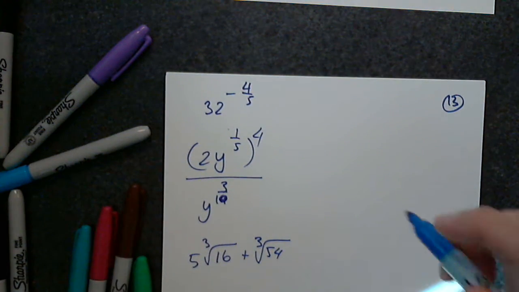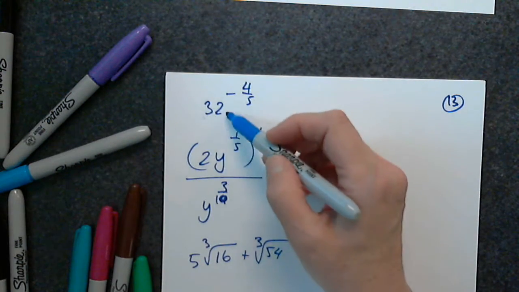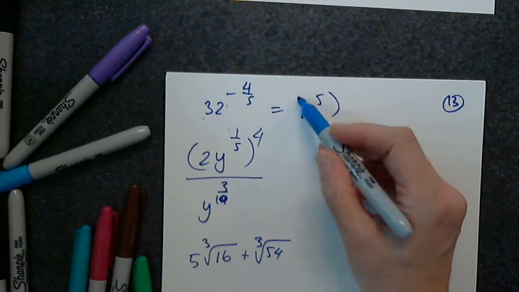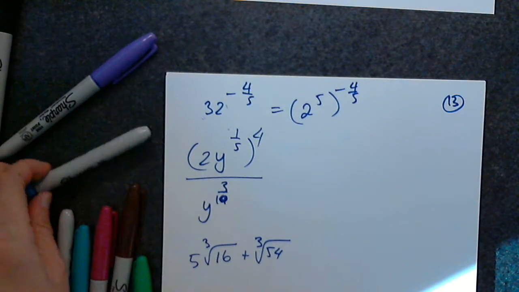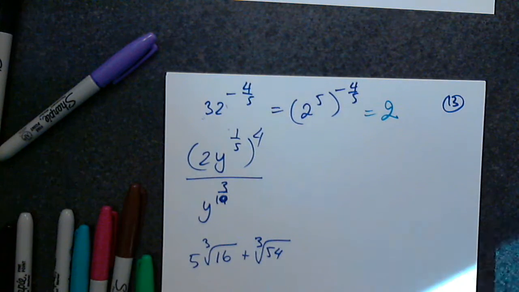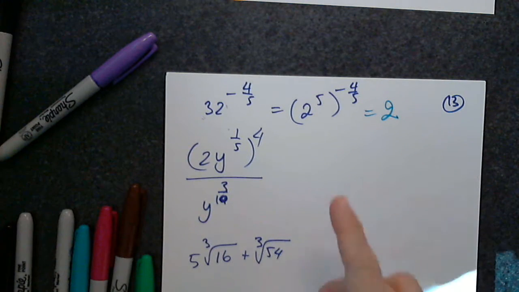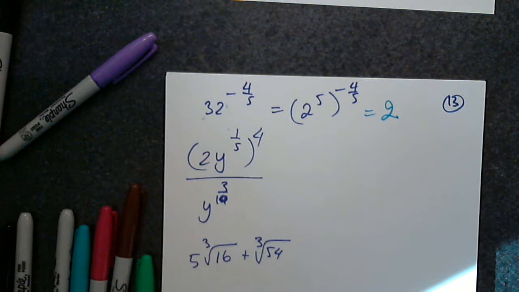What I would recommend first, you could replace 32 by 2 to the 5th. Would you agree? That's one option, and then I'll show you another option. So then we copy the base. What happens with the exponents? Which operation do we perform with 5 and negative 4/5? Do we add them, do we multiply, or do we subtract? Oh, it's for division. We subtract when we divide. So it's not subtraction.